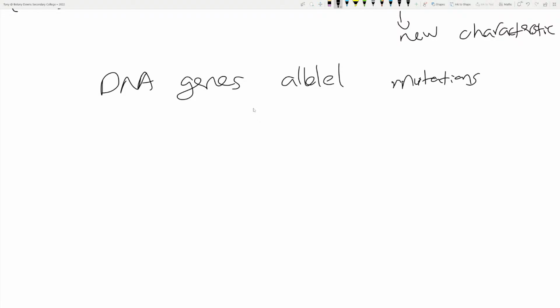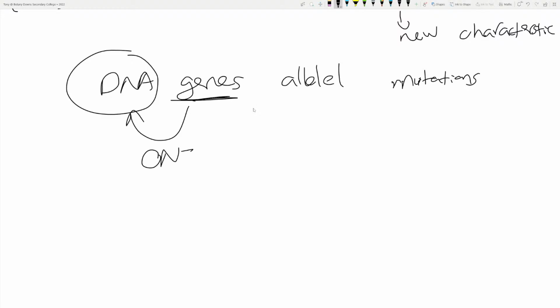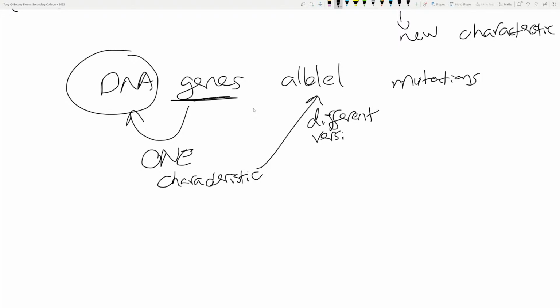But really quick, verbally, DNA is a whole, this is your entire genetic information. A gene is a small section of the DNA that codes for one characteristic. Okay, so they're different, and then for that one particular characteristic, there are different versions of the same gene, which are called alleles.